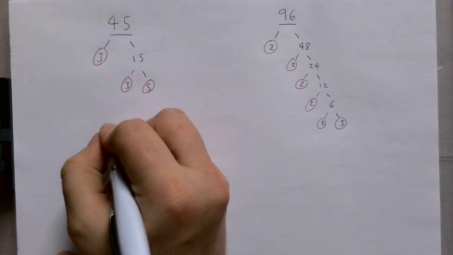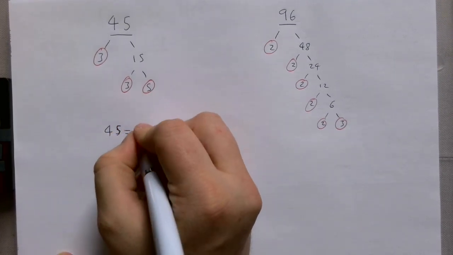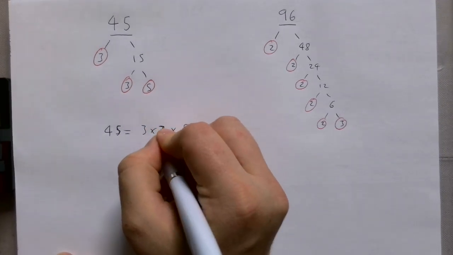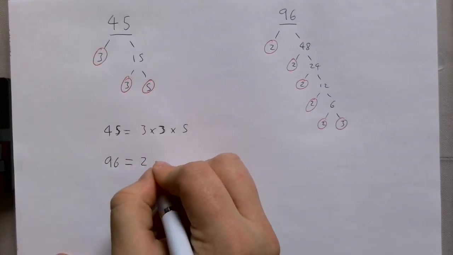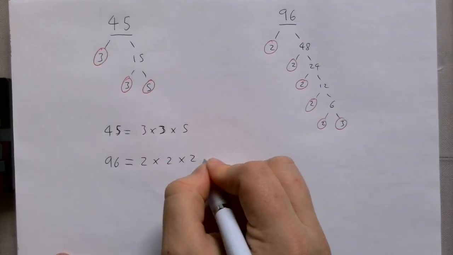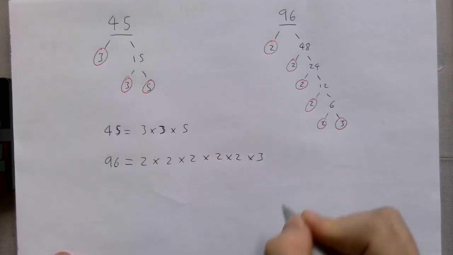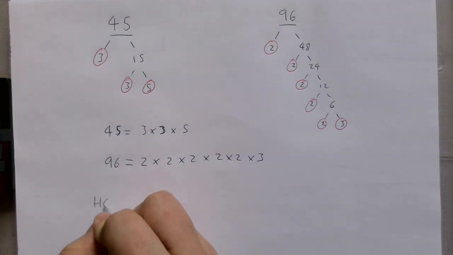And just write out each number as the product of its prime factors. So 45 equals 3 times 5. And 96 equals 2 times 2 times 2 times 2 times 2 times 3. Okay. Now, highest common factor, same again.